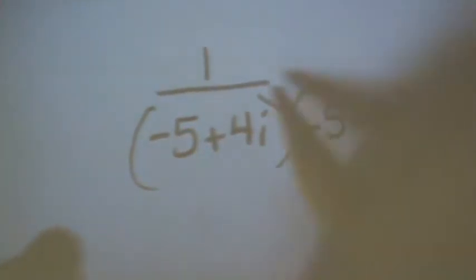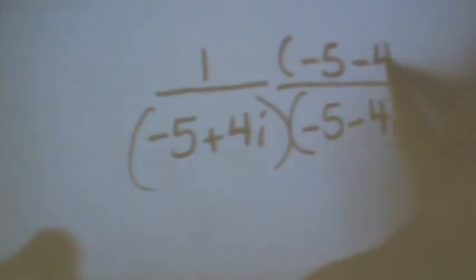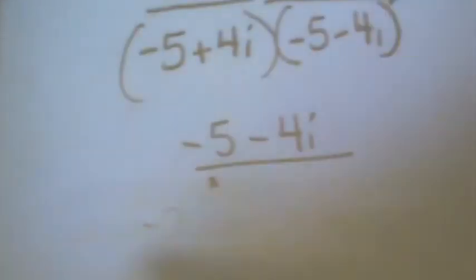Now you could swing these two around. It doesn't have to be in standard form when you're doing this. But we're going to keep it in the same format. 1 times negative 5 is negative 5. 1 times negative 4i is negative 4i. All over negative 5 times negative 5 is positive 25. Negative times a negative is a positive.